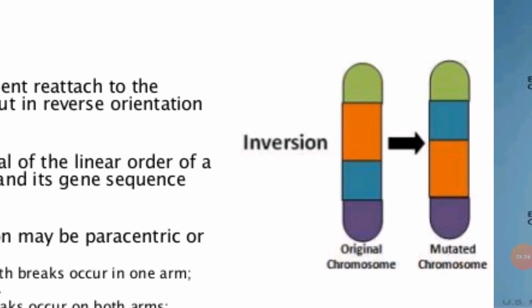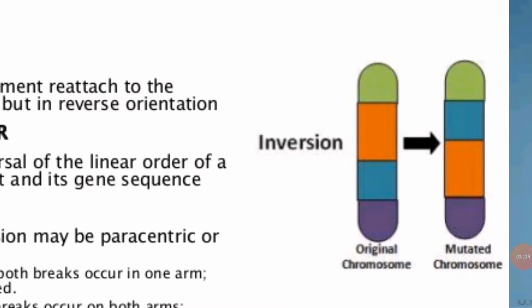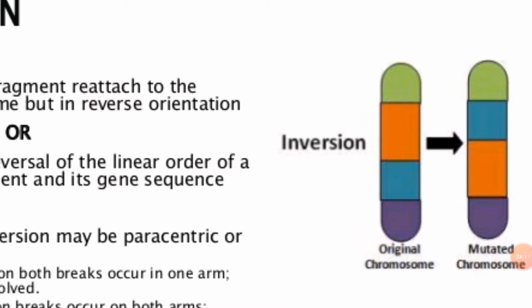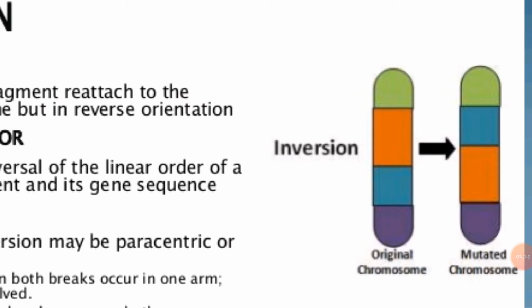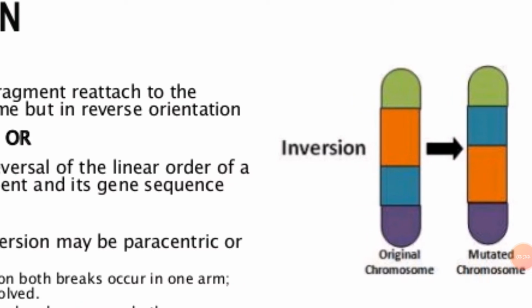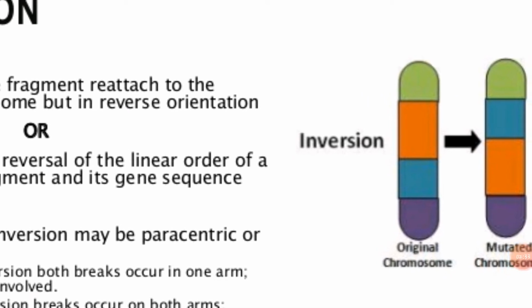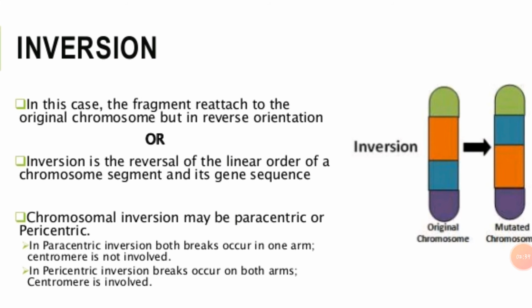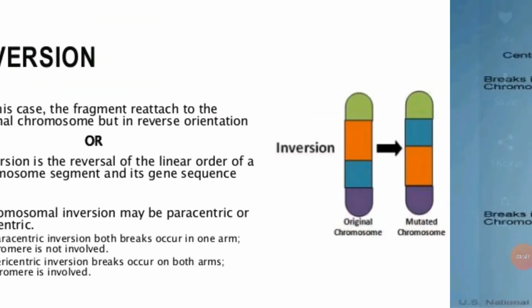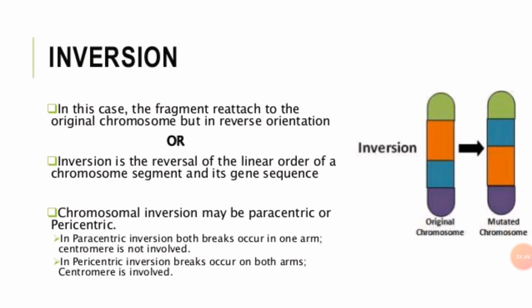This original chromosome has a particular sequence of colors: green, then brown, then blue, and this lavender color. Then in the mutated chromosome the orientation of genes has first green, then blue, and then brown. This is the orientation of a particular segment of genes in reverse direction. Before going to see the types of inversion, we'll see the origin of inversion.